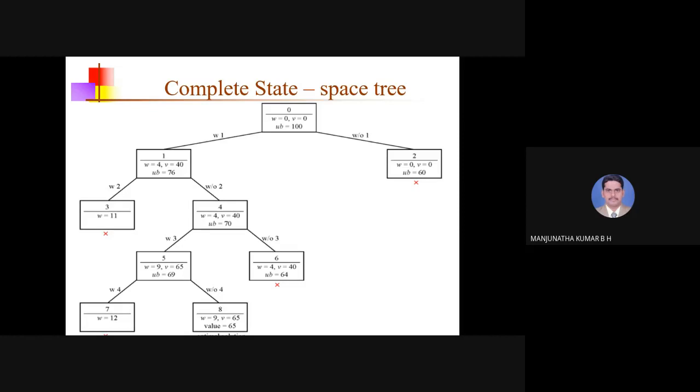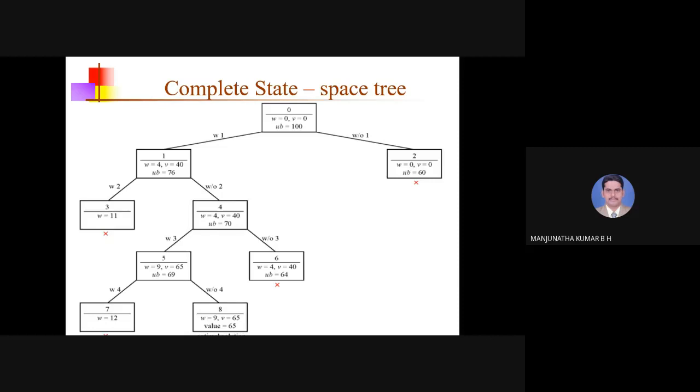Again explore node 5 by considering the fourth item and without considering the fourth item, with 4 and without 4. Node 7 is with 4, weight becomes 12. 12 is bigger than 10, the capacity of the knapsack. Terminate node 7. Node 8 is without 4 and no more items are left. Tree construction stops at node 8 only, and the value gained in node 8 is 65. That is the optimal solution. So the optimal value is 65.